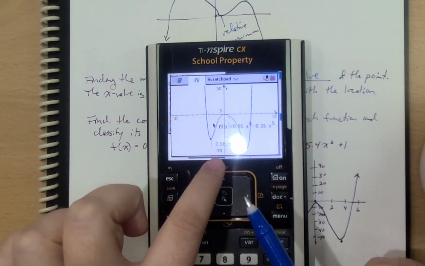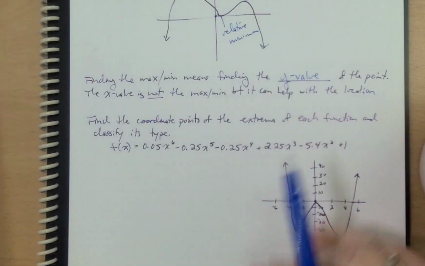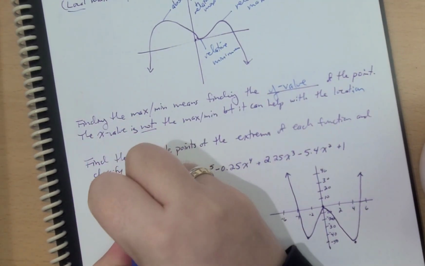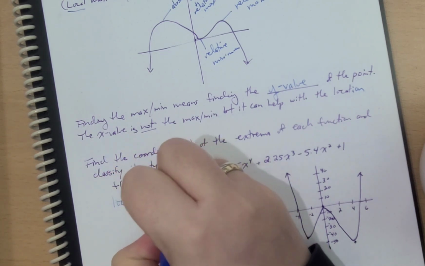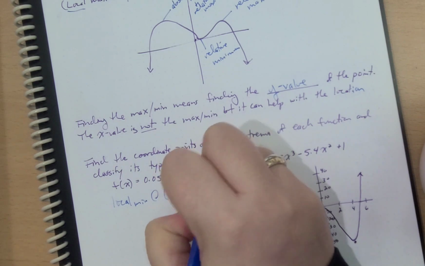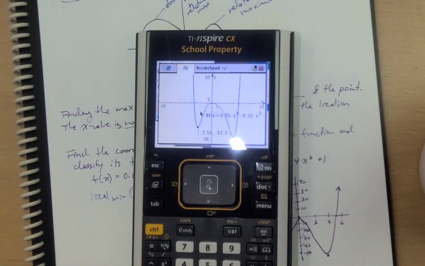So -2.58, comma -42.3. So we have a local minimum at -2.58, comma -42.3. Great.